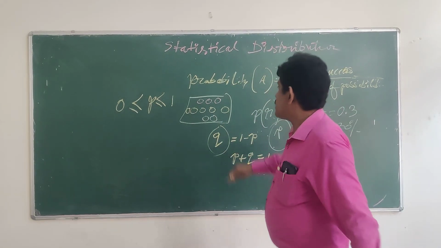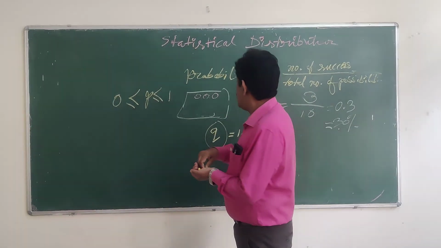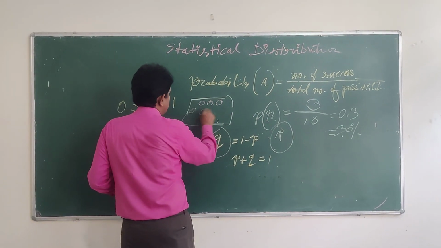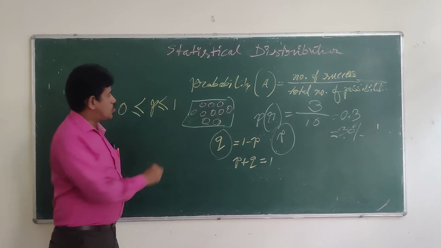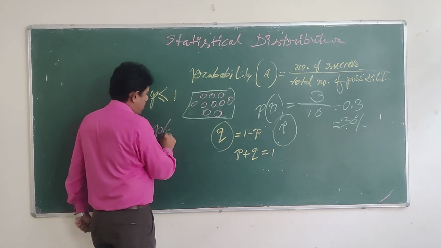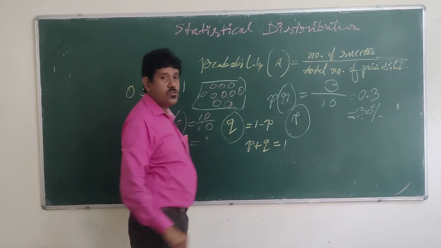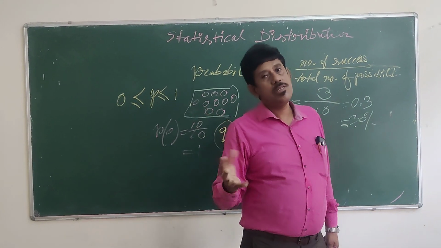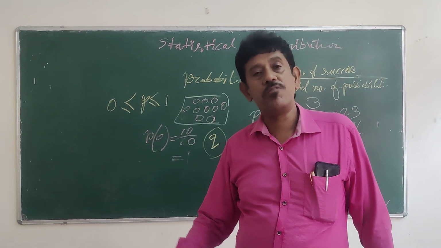So for example, let us suppose all balls are red. In this case, all balls are red, 3, 4, 5, 6, 7, 8, 9, 10. So what is the probability of a red ball? It will be 10 by 10, which is equal to 1. The other extreme is probability equal to 0.